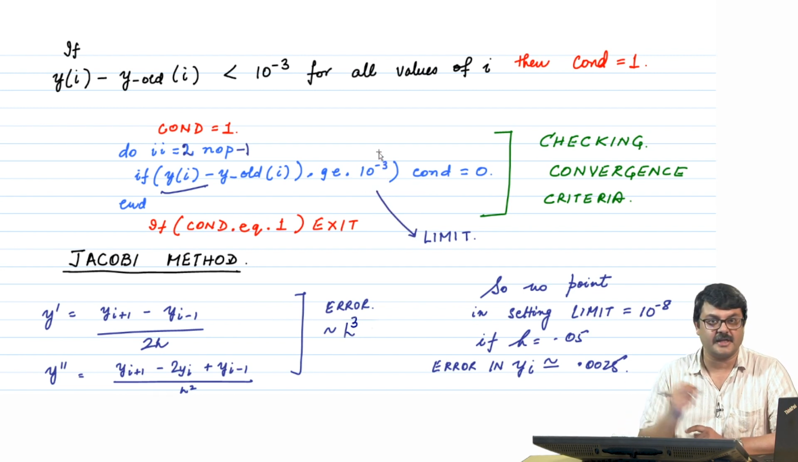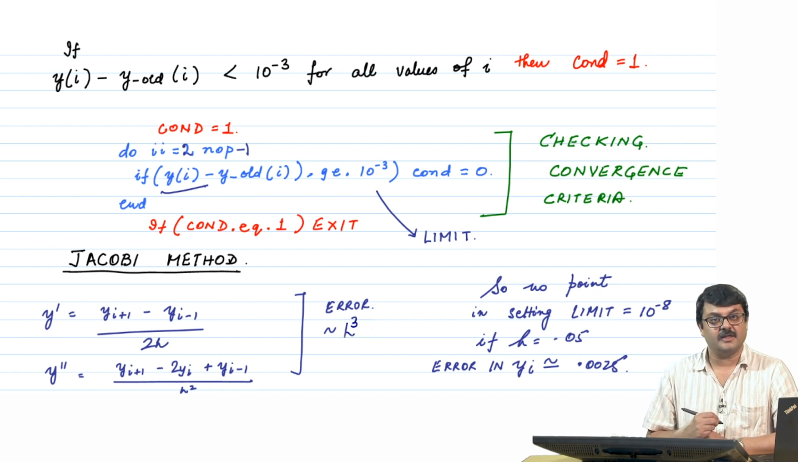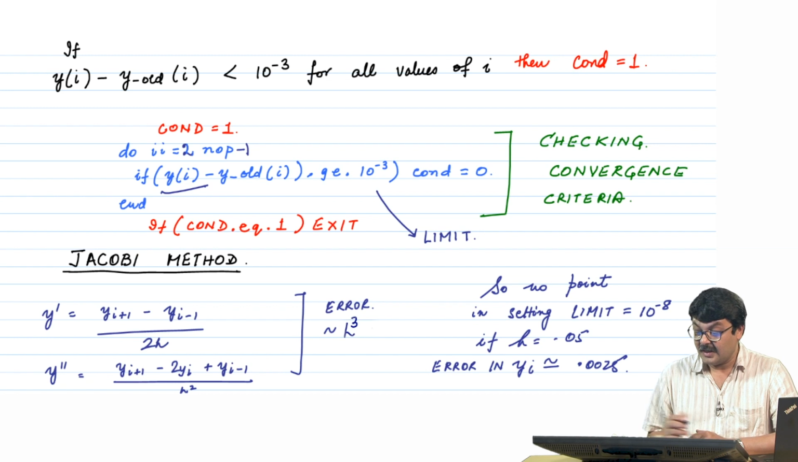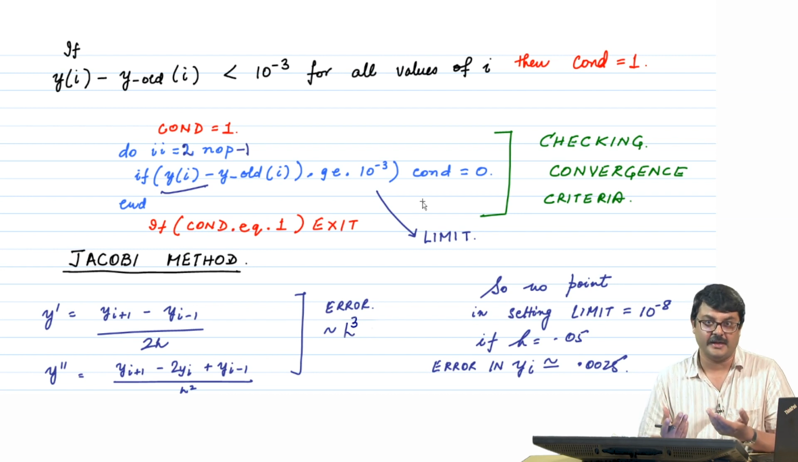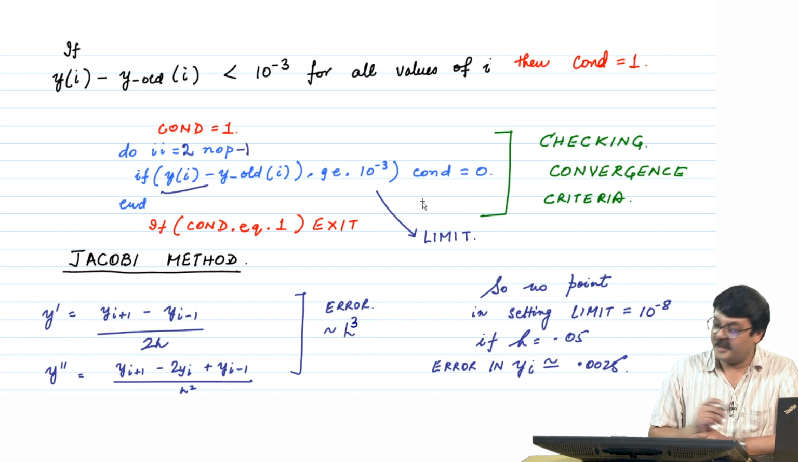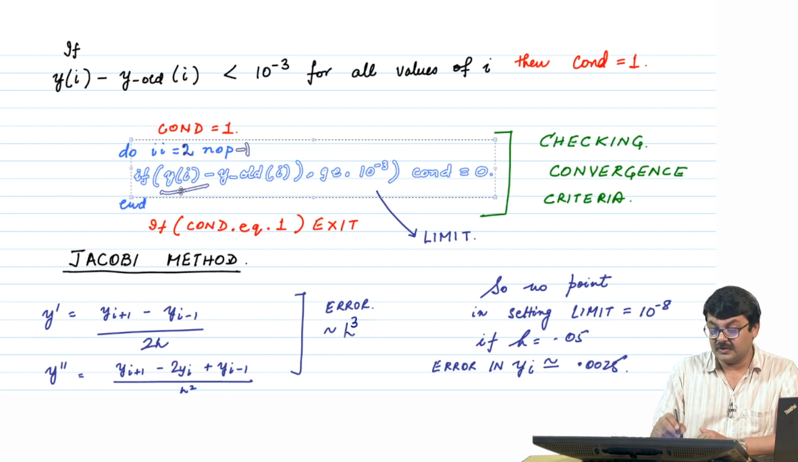I said 10 to the power minus 3, it was arbitrarily chosen. Now, the expressions that you use here have errors of the order of h cube, where h is the size of your grid points, basically x2 minus x1 or x3 minus x2. So, if the error anyway is of the order of h cube, and you choose h equal to 0.05, there is no point in setting this limit to be 10 to the power minus 8, because anyway you will have large errors. You are never going to get a convergence if you accept the value only if this condition is satisfied for all the values of yi minus y old for all values of i, and the limit is 10 to the minus 8. You are never going to get it.